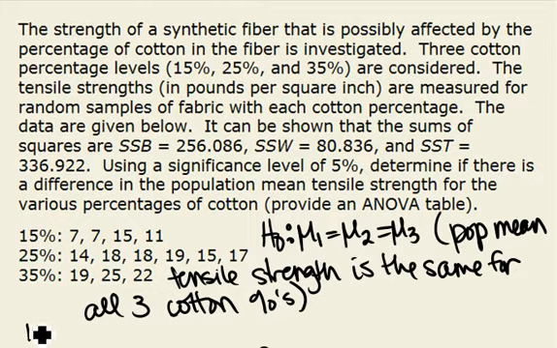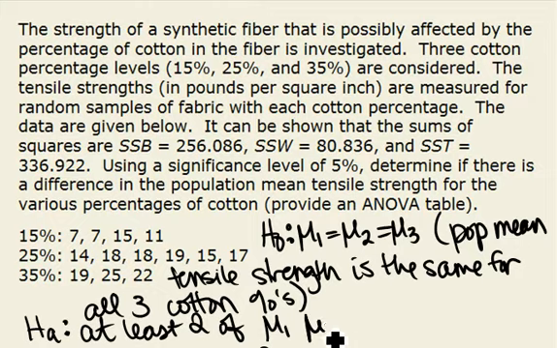The alternative hypothesis then is that it's not the same for all three, which doesn't mean they all have to be different, but just at least two of those means would have to be different. So we write this as at least two of, and we list out our means. We've got three of them. At least two of these differ.